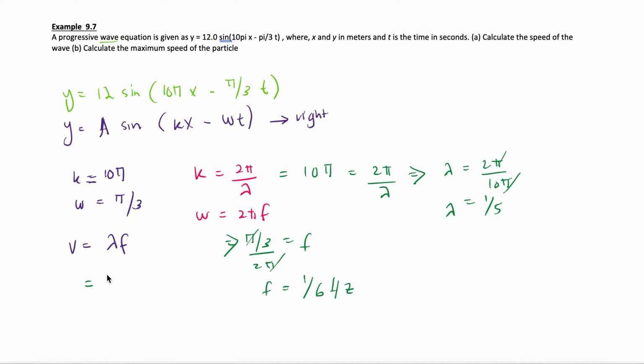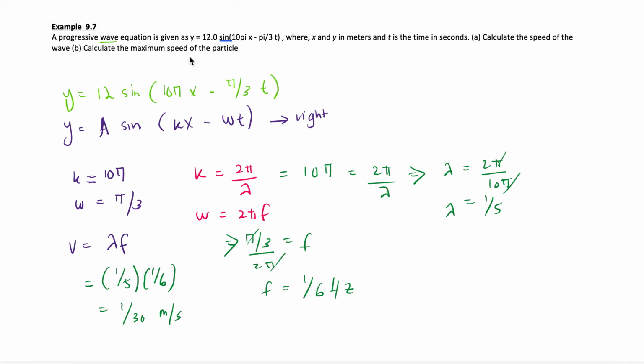So speed v is lambda f. So speed is 1 over 5 times 1 over 6. What does that give me? 1 over 30. And 1 over 30 meter per second. Okay, boleh in fraction. Kalau tak fraction, it is 0.0333333333. Okay. So that is number A.